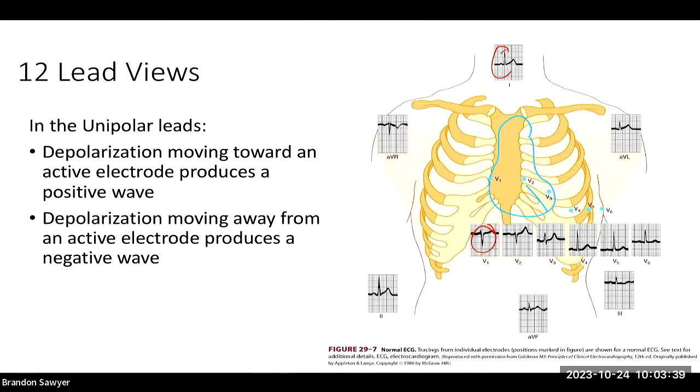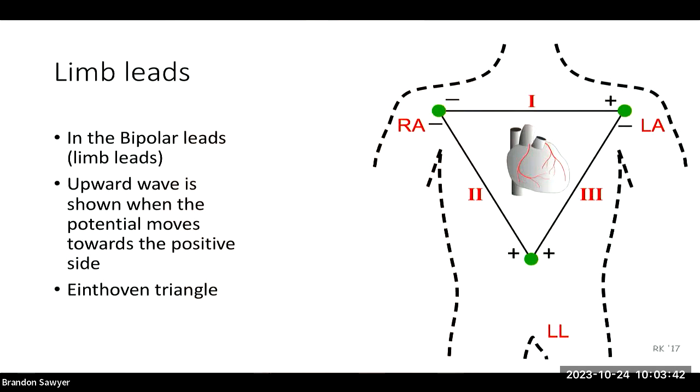Okay, all right, so let's look specifically at the limb leads here. So these are the bipolar limb leads. We can see lead 1, lead 2, and lead 3. You can see that lead 1 is created by that right arm pad connecting to the left arm pad. So we have 2 active electrodes there, and then you can see 2 and 3 are created by using that left leg lead along with either of the arm leads. And this triangle is called Einthoven's triangle.